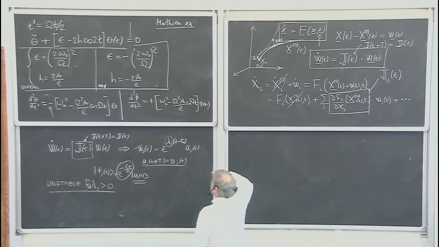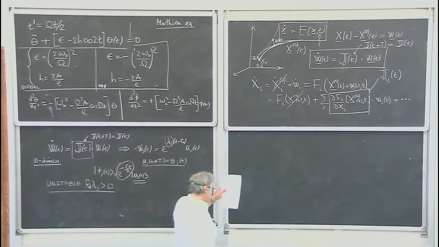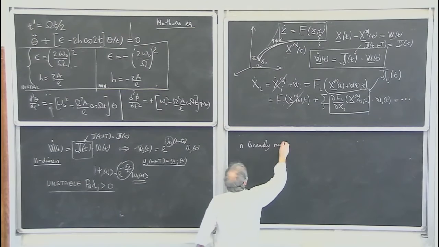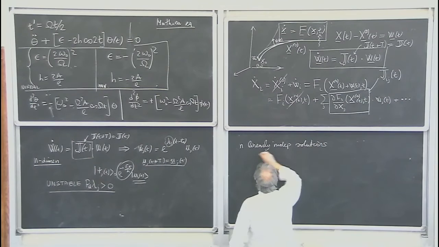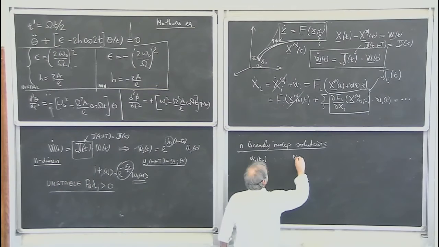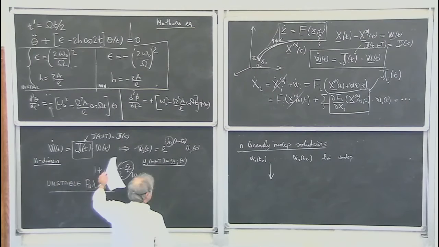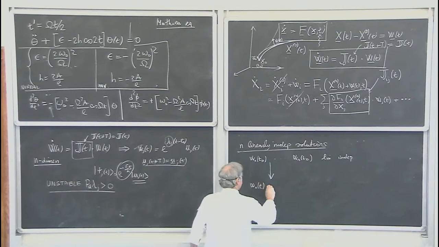So the idea is the following. This is an n-dimensional problem, and I can find n linearly independent solutions, first of all. This perhaps does not surprise you. How do you find them? Just take n initial vectors at time t0 which are linearly independent, evolve them in time with the linear equation, and out of this you will have n solutions, and you are guaranteed that these are still linearly independent.